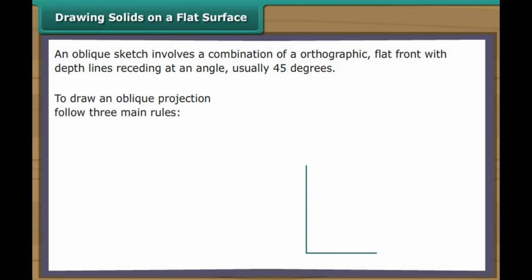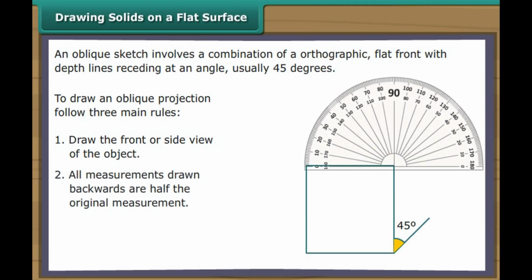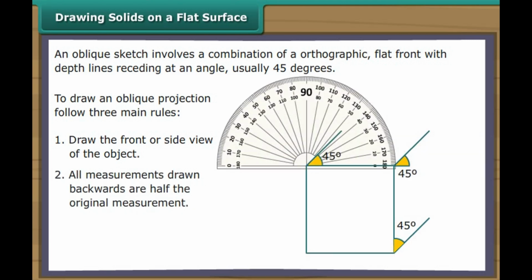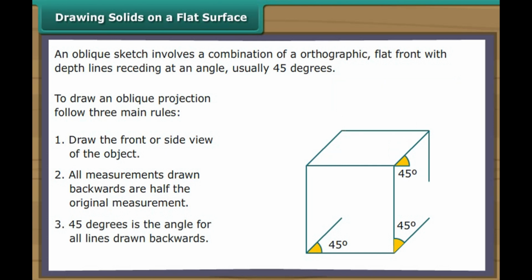To draw an oblique projection, follow three main rules. 1. Draw the front or side view of the object. 2. All measurements drawn backwards are half the original measurement. 3. 45 degrees is the angle for all lines drawn backwards.